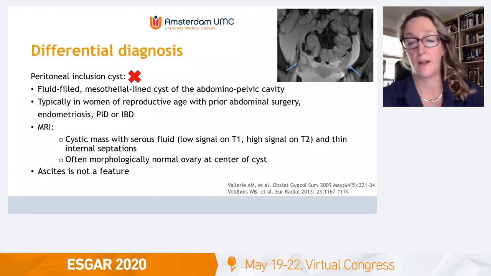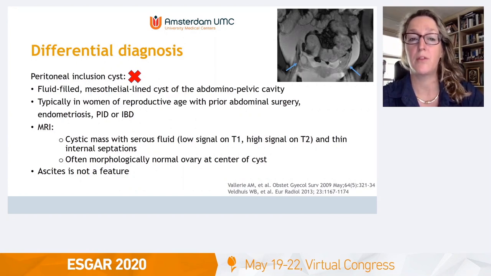So moving on to our next possible diagnosis, can it be a peritoneal inclusion cyst? No. Peritoneal inclusion cysts are fluid-filled, mesothelial-lined cysts of the abdominopelvic cavity, typically seen in women of reproductive age with prior abdominal surgery, endometriosis, PID or IBD. What you can see on MRI is a cystic mass with serous fluid, meaning low signal on T1, high signal intensity on T2, and then the cystic mass would have thin internal septations. Often, at the center of the cyst, you can see a morphologically normal ovary. And lastly, ascites is not a feature.